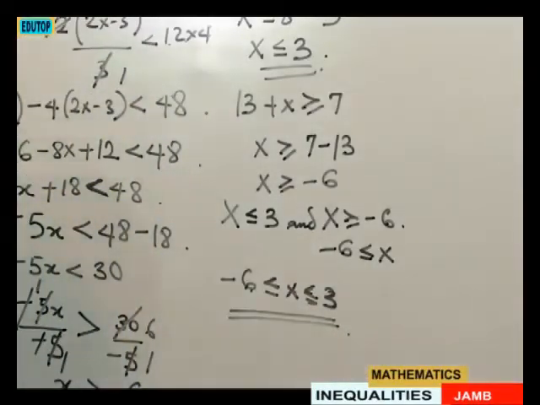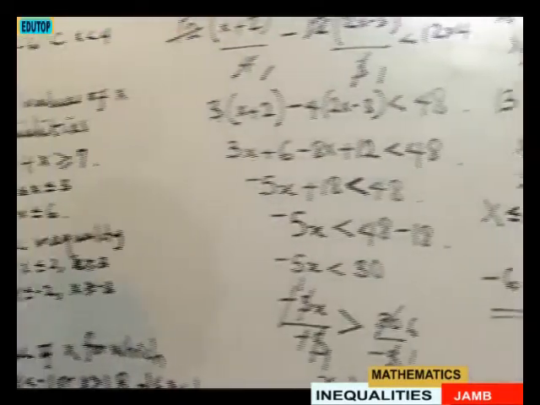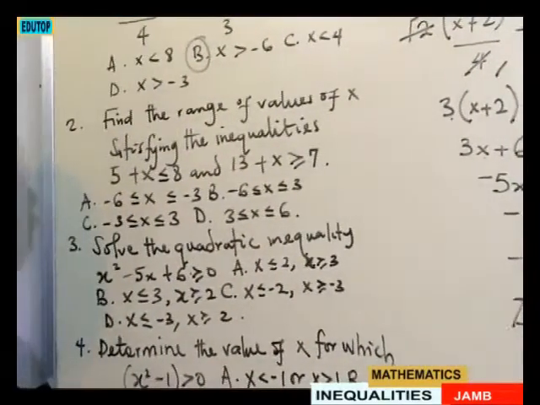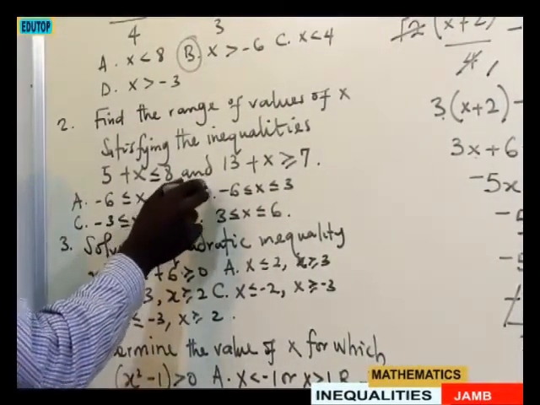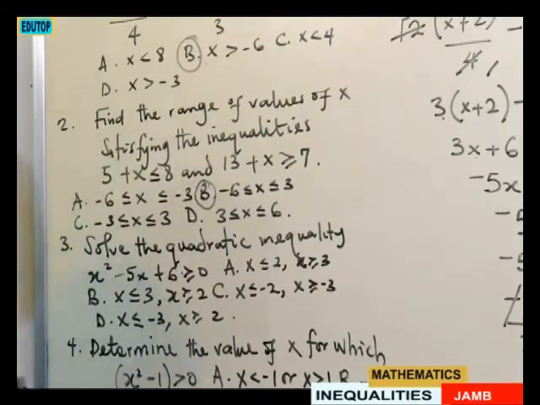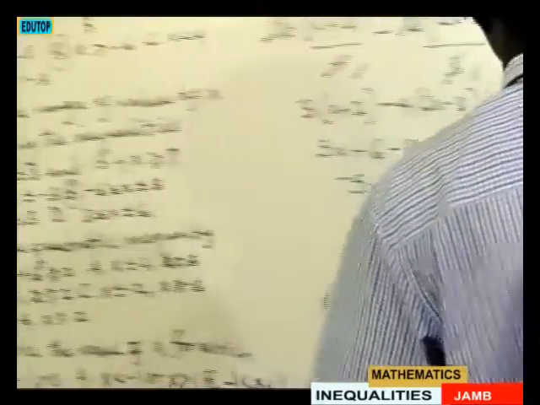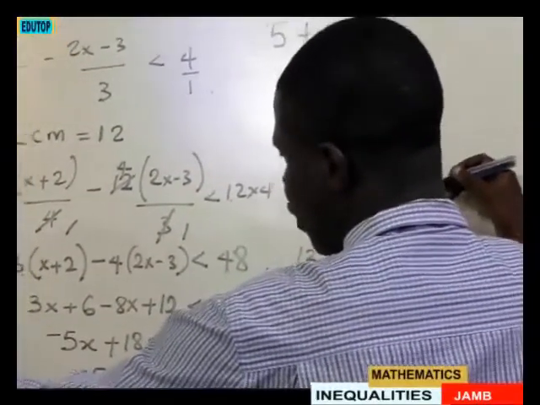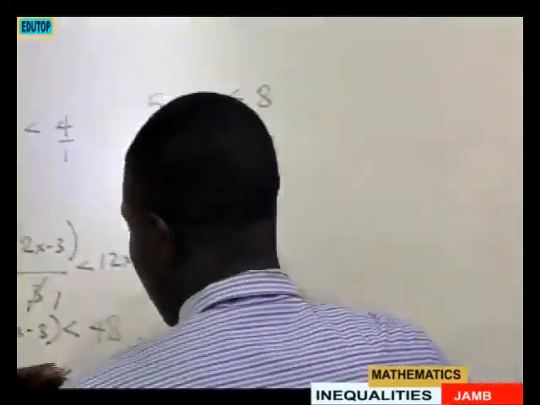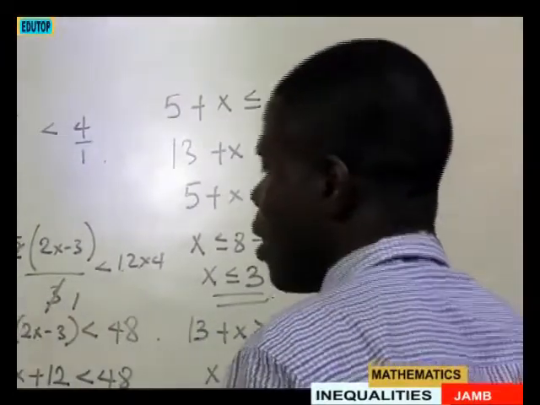So we'll go to our options and see the one that matches what we have. So in this situation, it will be no other answer than the B. That's the B option. Minus 6 less than or equals to x less than or equals to 3. That is the B. Then this third question has also to do with solving a quadratic inequality. So we are given this. These two that we have solved now, we have not used graph. So the third one will test our ability to analyze the use of graph.